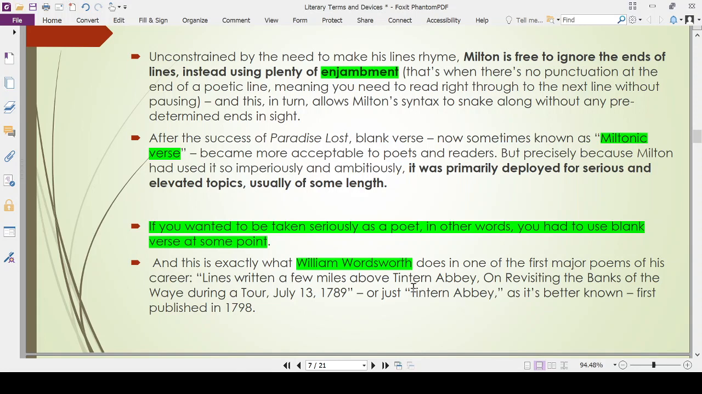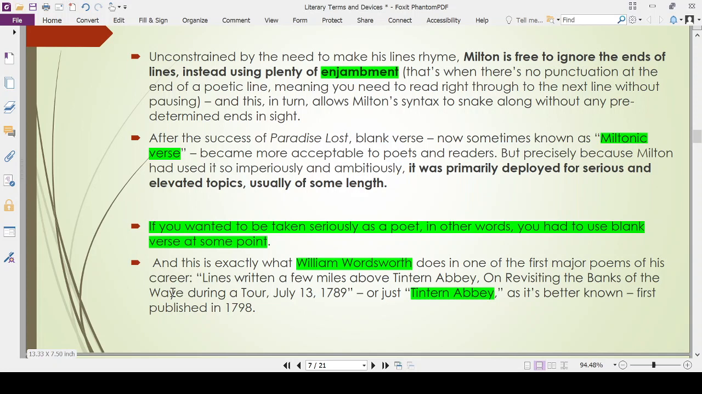And so in one of his most important poems, Tintern Abbey, which of course has a very long title, this is the original title, which is quite long. Lines written a few miles above Tintern Abbey on revisiting the banks of the Wye during a tour July 3rd, 1798, which of course is commonly known as Tintern Abbey. So Wordsworth uses this blank verse format to talk about his memories of this part. I think it's a river.